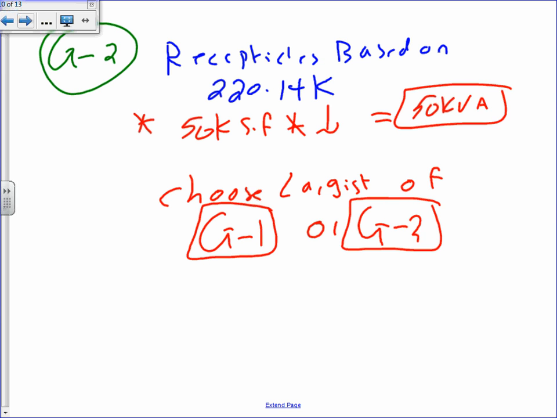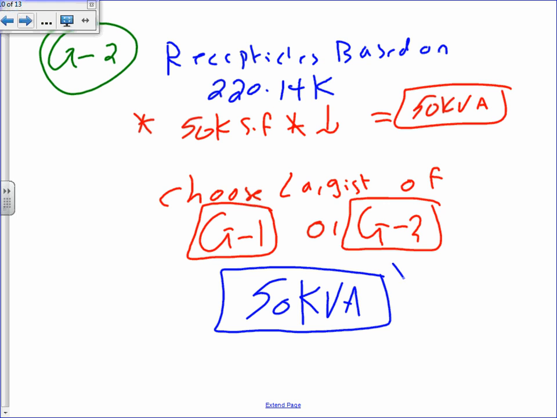In this case, which one was the largest? The code. So for this step, 50 kVA is the number that I'm going to carry downstream, and I put an asterisk by it. Does that make sense? You do the calculation based on the code and based on what Joe had designed through receptacles, and you pick the largest of the two. That's a piece of cake, huh?